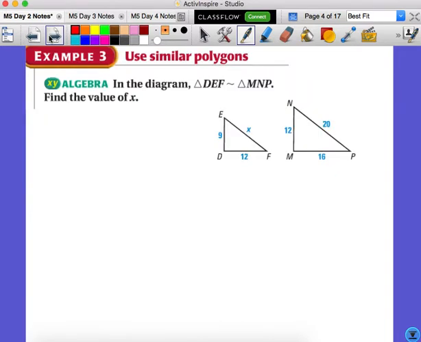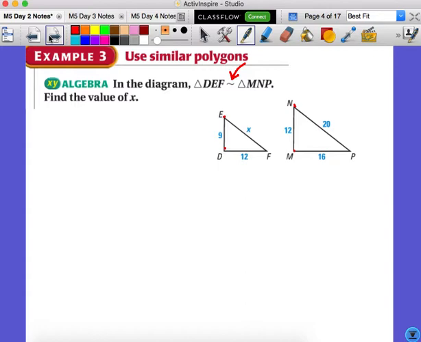So for this one, it says in the diagram, triangle DEF is similar, right? This symbol right here tells me that they are similar to MNP. So what I want to make sure is, are these lined up? D corresponds to M, E is the second letter, corresponds to N. So yes, these are lined up in the same direction. So they want me to find the value of X.